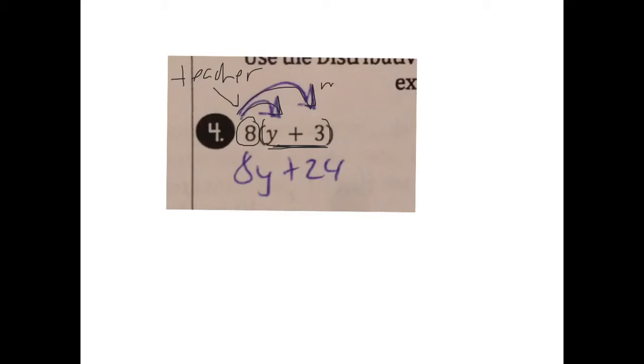Distributive property is all about multiplication. So 8 times y is 8y, 8 times 3 is 24, and those are not like terms, so I cannot combine them. So it's 8y plus 24.